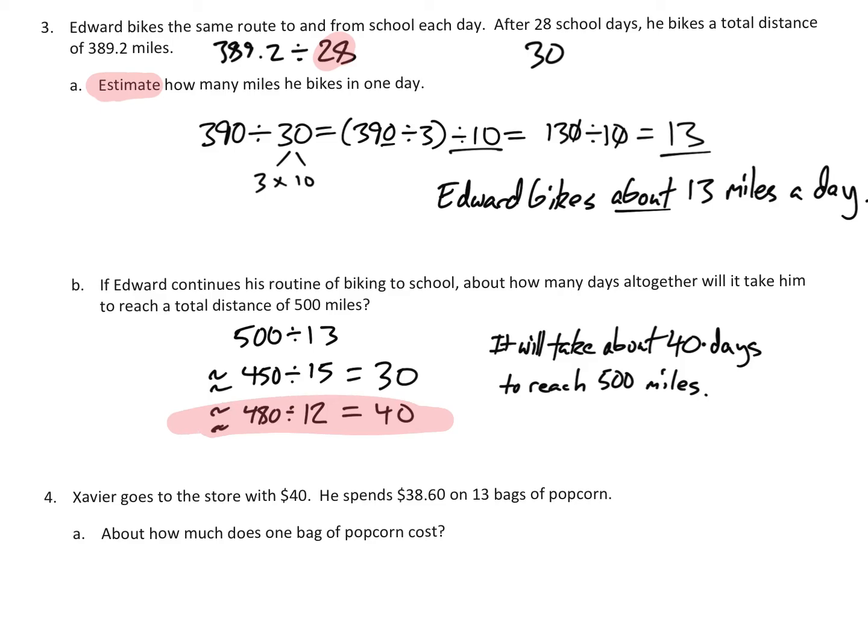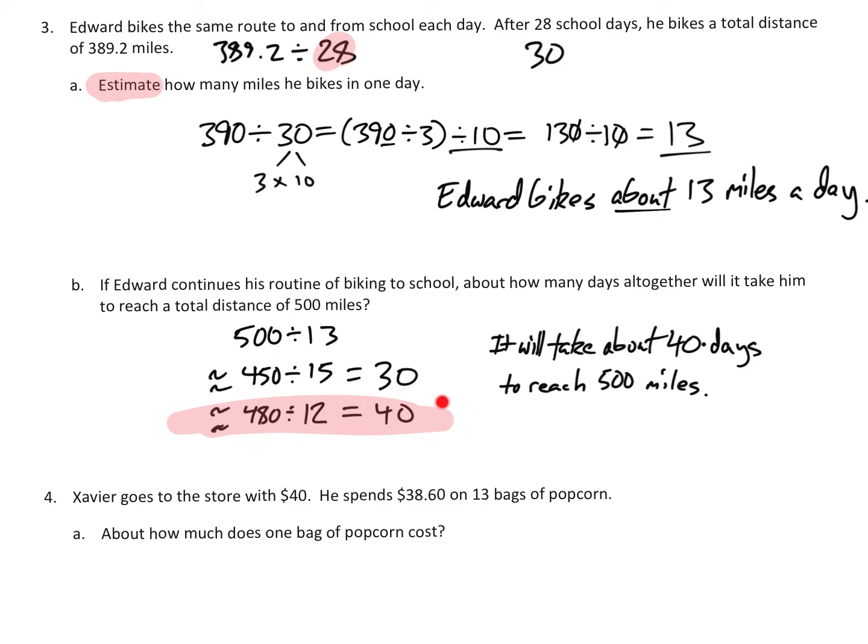So we could change 13 up to 15, which is an easier number to multiply, and then we could round this down to 450. And that would give us 45 divided by 15 is 3, with the 0 is 30. That's pretty easy to do.